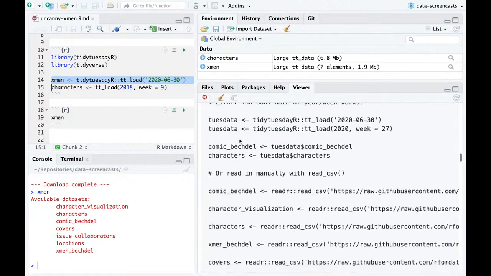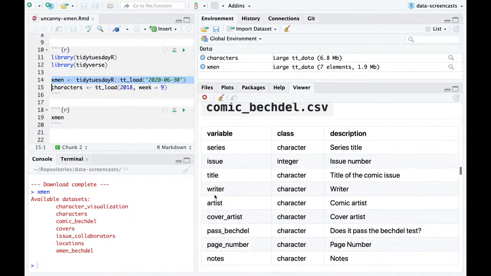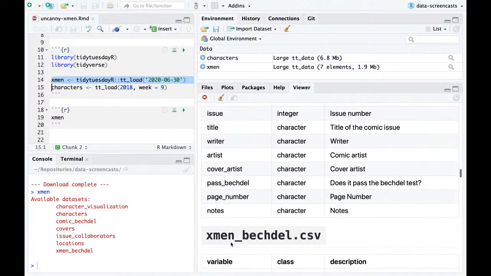So we have a couple data sets. One it looks like is does the series issue title pass the Bechdel test? The Bechdel test, named after a feminist cartoonist from the 80s, I think came from that time period. It is about does a work have, I believe, two named women that have one conversation that isn't about a man. So I'm curious, what does the Bechdel test look like?